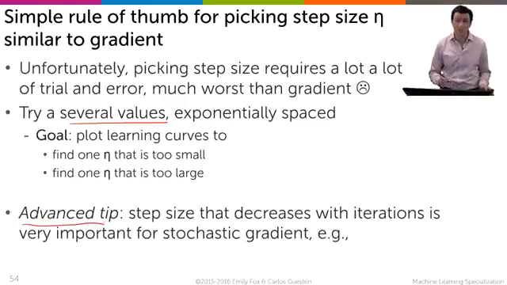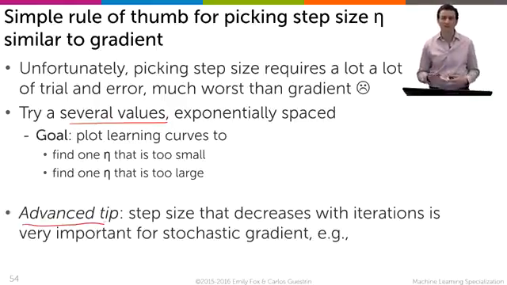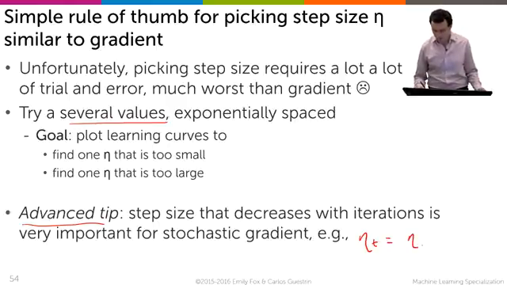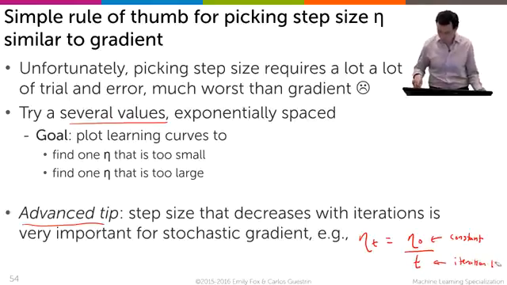For those who end up exploring this further, there's an advanced step where you make the step size decrease over iterations. And so, for example, you might have an eta that depends on what iteration you're in, and often you set it to something like some constant, eta 0, divided by the iteration number t. And this approach tends to reduce noise and make things behave quite a bit better.